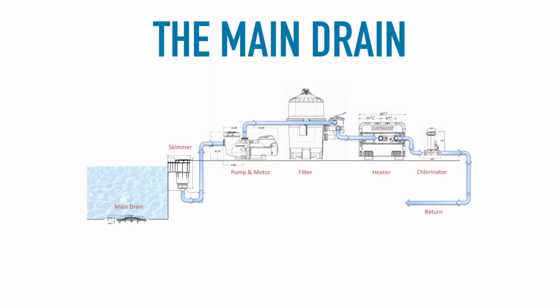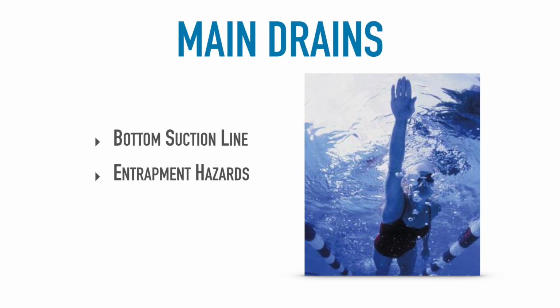The first thing we're going to talk about is the way that our water leaves our pools. Let's talk about our main drains. Now, the main drain is at the bottom of the pool there. Now, let's be realistic. This main drain is not like a drain at the bottom of your bathtub or at the bottom of your sink. Those run off of gravity. This is not a gravity drain, my friends. This is a bottom suction line.